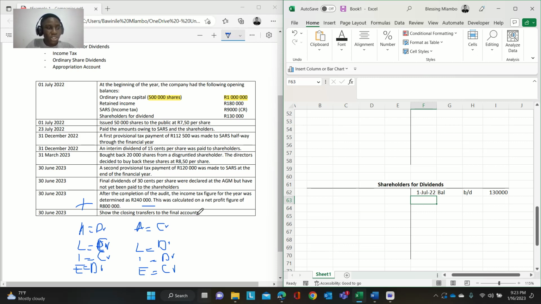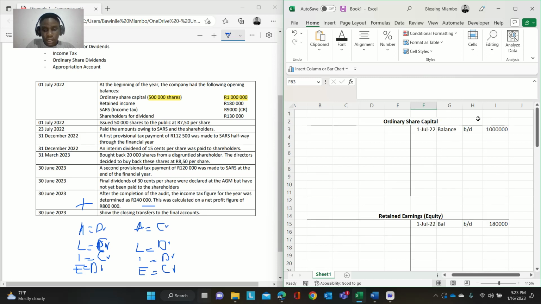Remember, I said when shareholders buy shares in the company, their wealth in the company increases, and this wealth is equity, and it's contained in ordinary share capital. When the ordinary share capital account increases, it shows an increase in the owner's wealth in the company, and it increases on the credit side. So when the company issues shares, the ordinary share capital increases on the credit side.